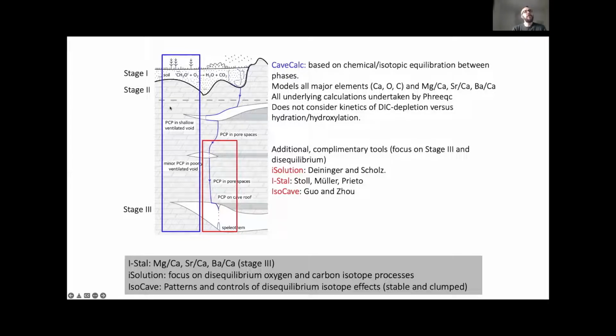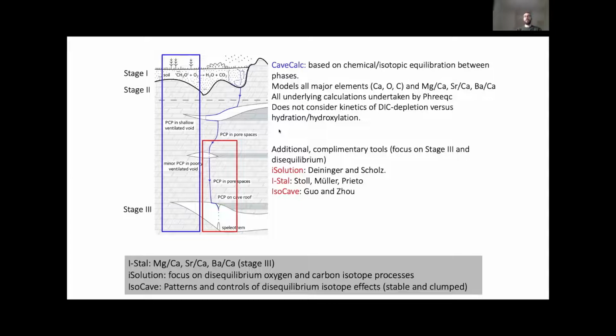And cave-calc is essentially modeling what I refer to as, let's say, three stages in the system. So we'll cover those. I will explain those three stages afterwards. It also models not only all of the major elements, so calcium, oxygen, and carbon, but it also models three of the trace elements at this stage: magnesium calcium, strontium calcium, and barium calcium. All of the underlying calculations are undertaken by FrigC.